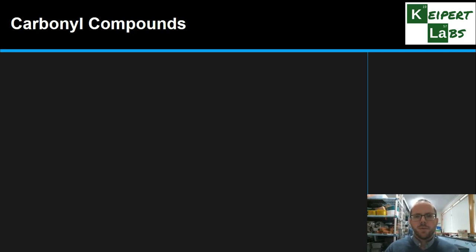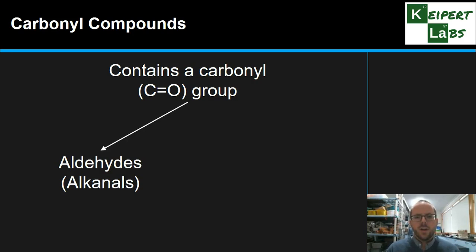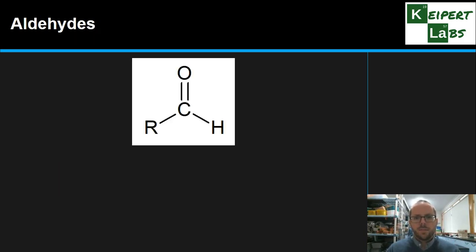Well, carbonyl refers to a particular functional group, specifically a functional group where we've got a carbon double bonded to an oxygen. And then that carbon attaches to two other things. Now, depending on what those two other things are, we can classify a compound as either an aldehyde, which is also known as an alkanal in a more technical sense, or a ketone, which is known as an alkanone. So we're going to go through each of these in turn now.